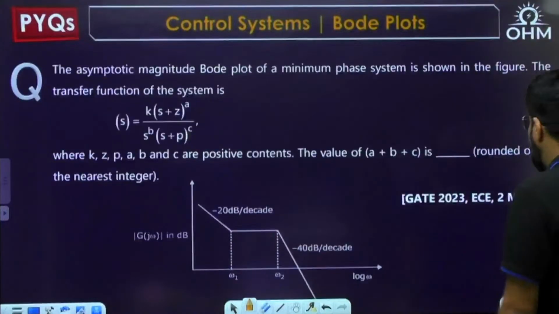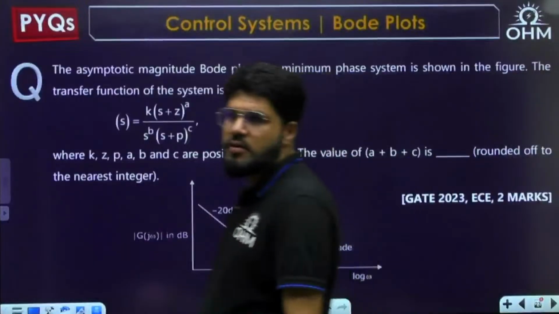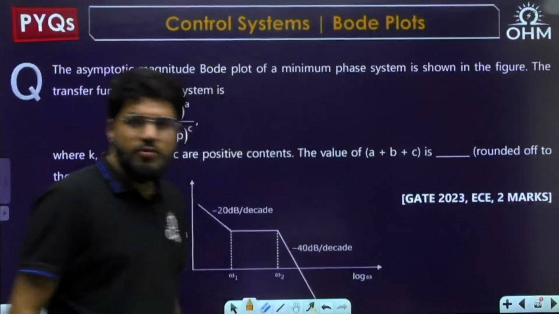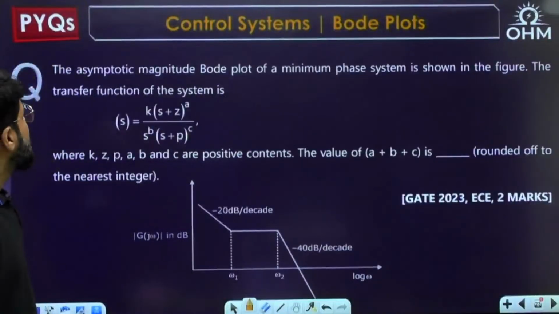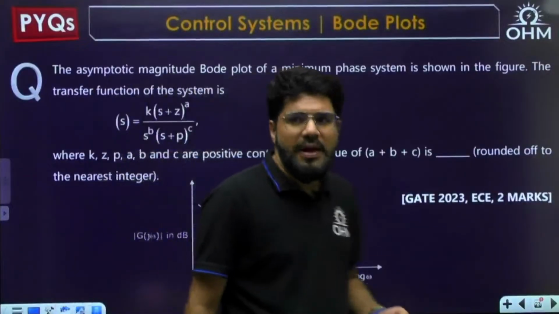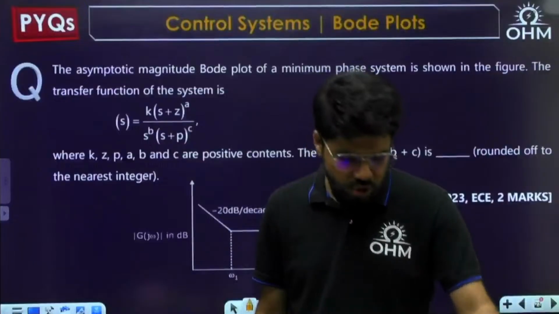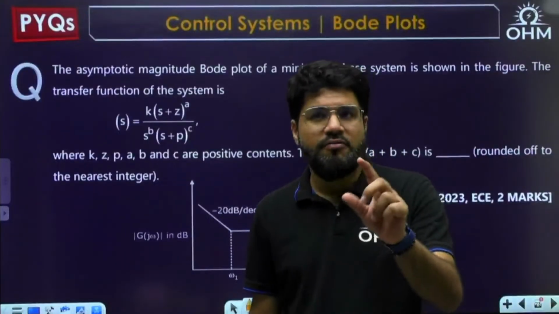Look into it. GATE 23 EC, 2 marks. The asymptotic magnitude Bode plot. Majority of the questions you will find on the magnitude plot, but sometimes they can ask on the asymptotic phase plot, so that also you should know. And I have revised our important formulas.